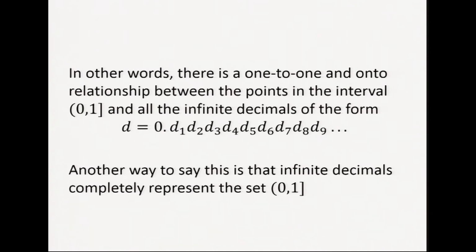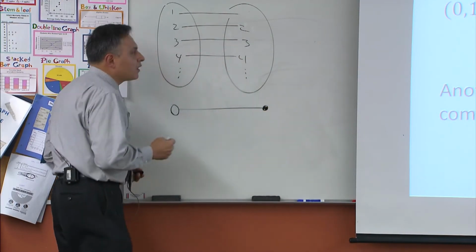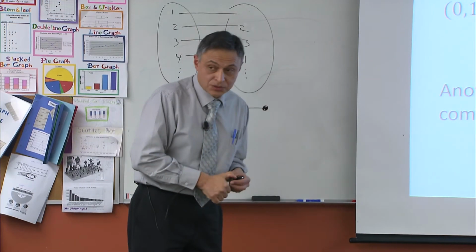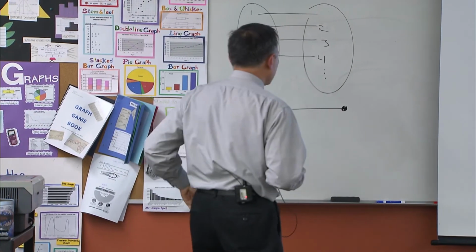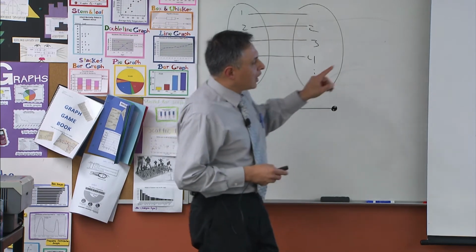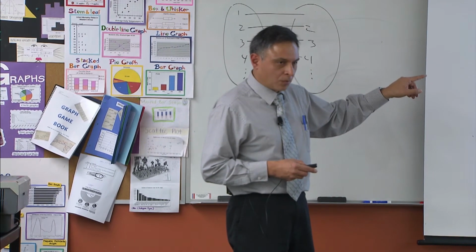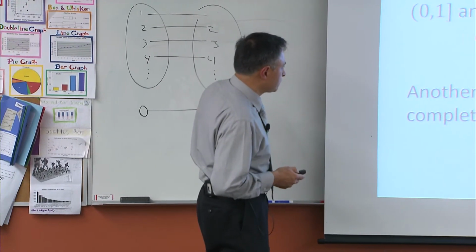What we just did is establish a one-to-one and onto relationship between all the points on the interval from 0 to 1, excluding 0, and the set of all the infinite decimals. We established a one-to-one and onto correspondence between all the points here and infinite decimals of that form. That is a fact.